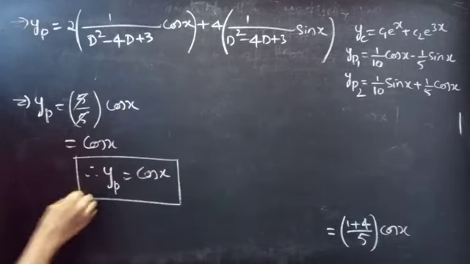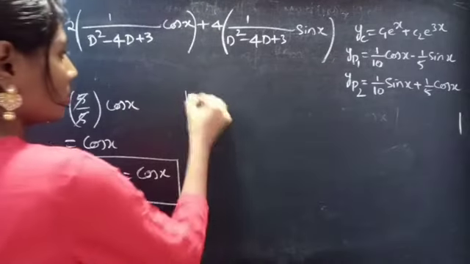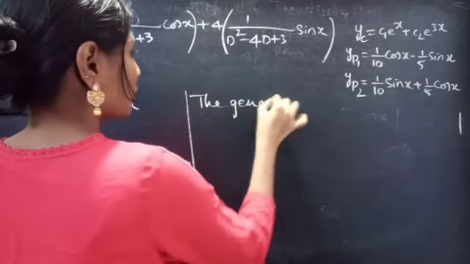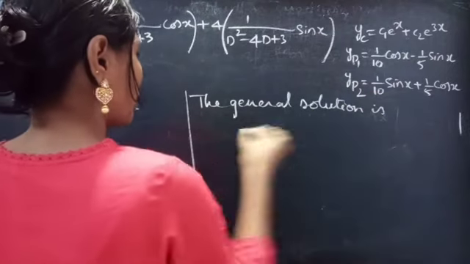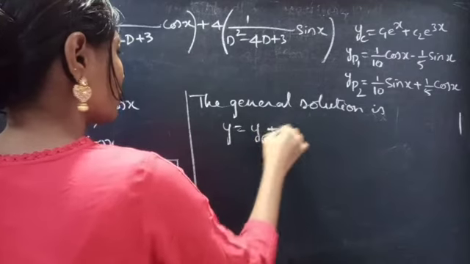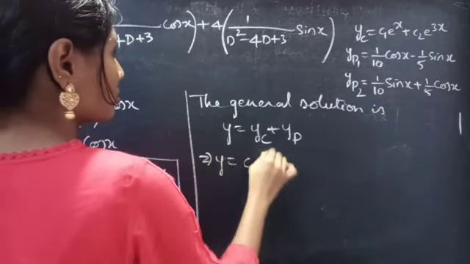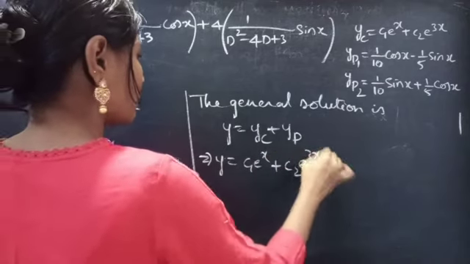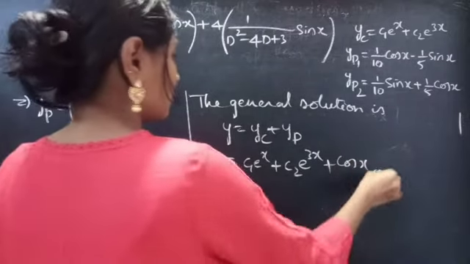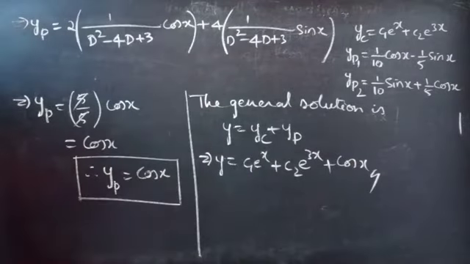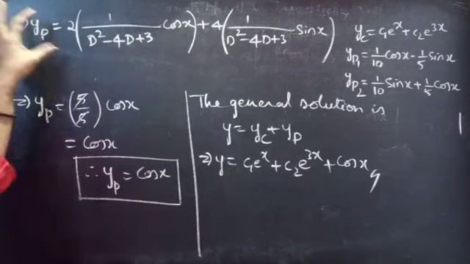Now let's write the general solution. The general solution is given by y equals yc plus yp. Then y equals, we have yc, c1 e power x plus c2 e power 3x, plus yp, cos x. Right? This completes the problem. Now let's see how to solve yp directly.